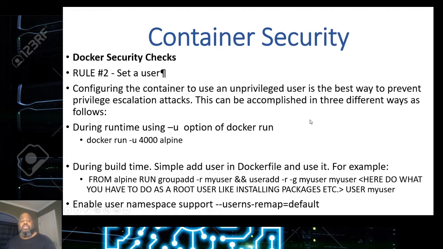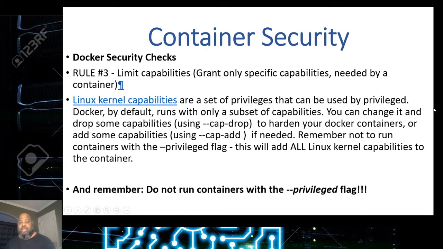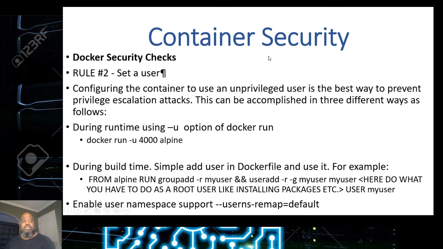Rule number 2, configure the container to use an unprivileged user. This is the best way to prevent privilege escalation attacks. This can be accomplished in three different ways, as follows.